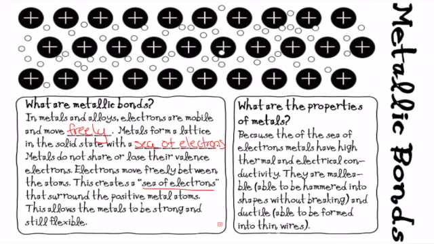What are the properties of metals? Because of the sea of electrons, metals have a high thermal and electrical conductivity. They are malleable, able to be hammered into shapes without breaking, and ductile, able to be formed into thin wires.